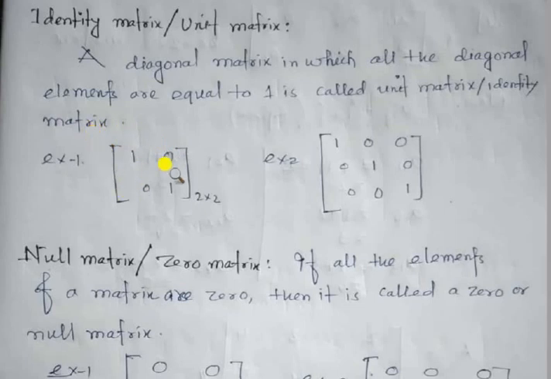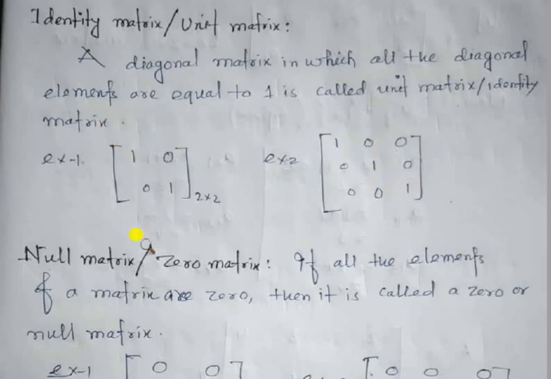Or we can say another way, a square matrix in which all the diagonal elements are equal to 1 and all the non-diagonal elements are 0 is called an identity matrix. So this is an identity matrix, this is another identity matrix.